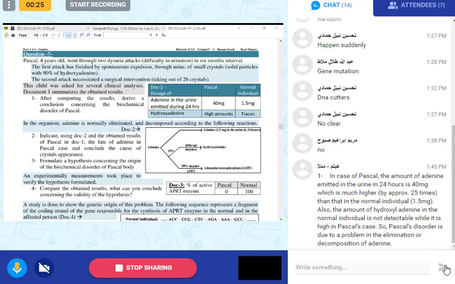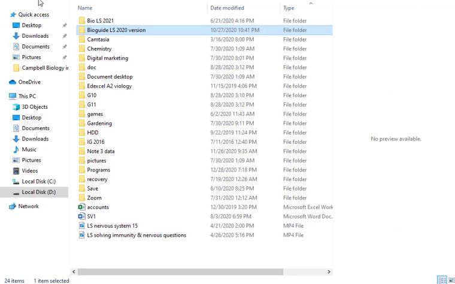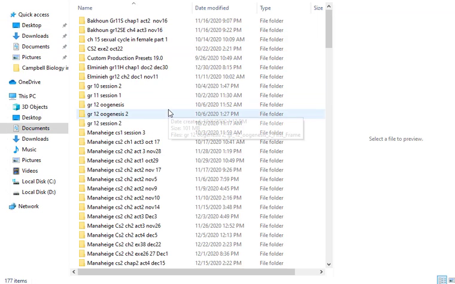So, read the answer please, Jana. In case of Pascal, the amount of adenine emitted in the urine in 24 hours is 40 milligram, which is much higher, by approximately 25 times, than that in the normal individual, that is 1.5 milligram. Also, the amount of hydroxyadenine in the normal individual is not detectable. Okay.